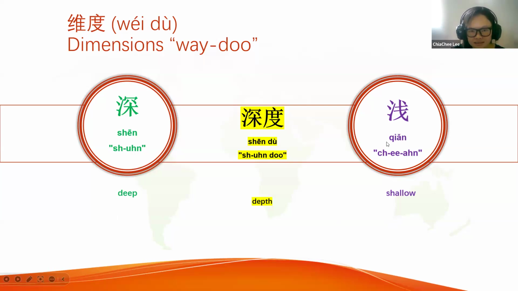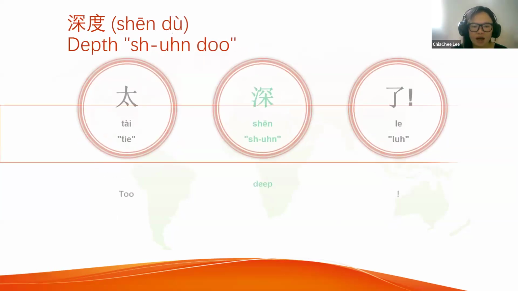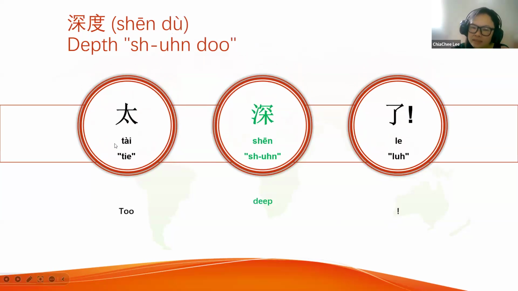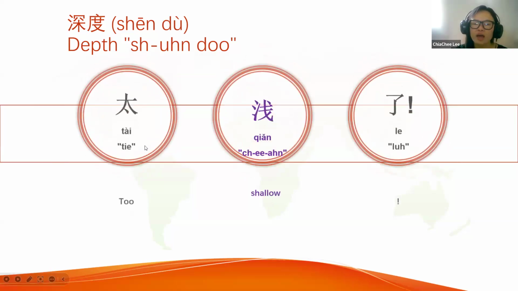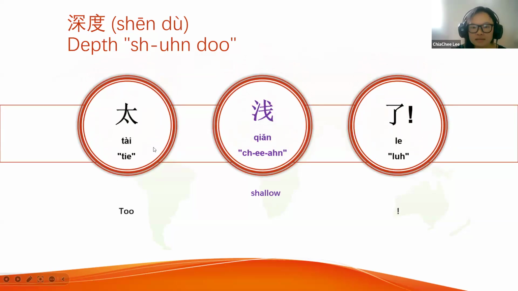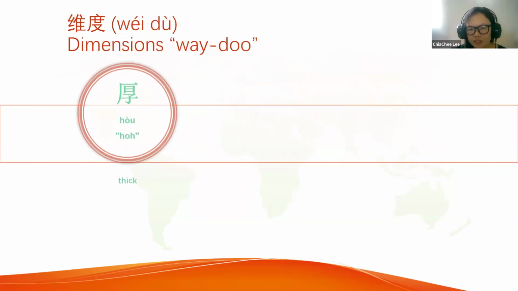多浅, how shallow. And again, when you find out that, wow, it's just too deep, 太深了. And if it's just too shallow, 太浅了. Okay. And we have our third pair on 维度.